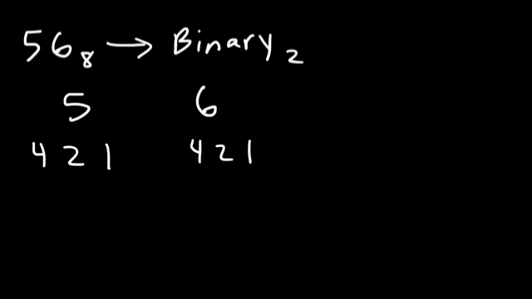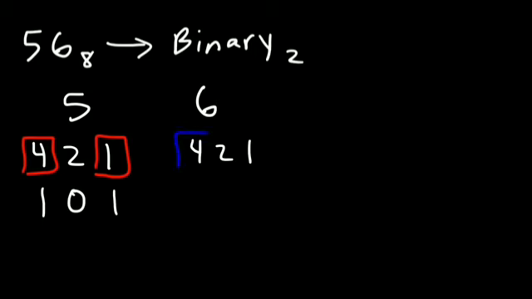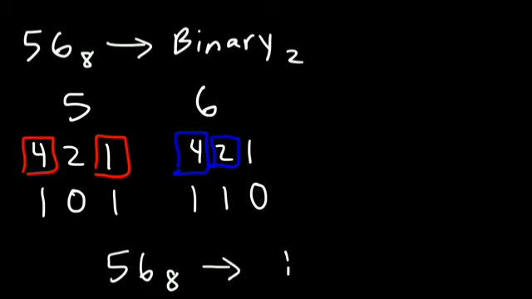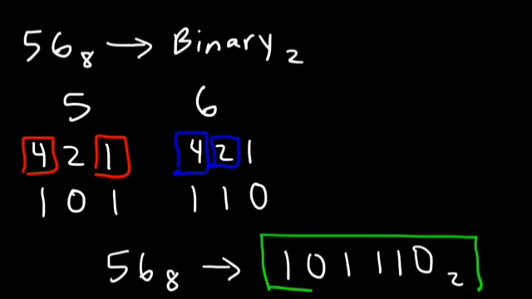Now, to convert 5 into a binary number, you need to realize that 5 is the sum of 4 and 1. Because we used 4 and 1, we're going to replace that with a 1. We didn't use 2, so we're going to replace that with a 0. Now, 6 is the sum of 4 and 2. Since we used the 4 and 2, we're going to replace that with a 1. We didn't use the 1, so let's replace that with a 0. So 56 in the octal system is equal to 101110 in the binary system. And so this is the final answer for this problem. And that's how you can convert a number in the octal system to a number in the binary system.